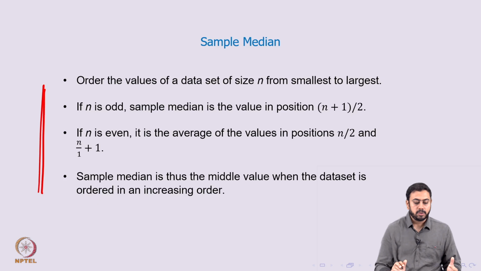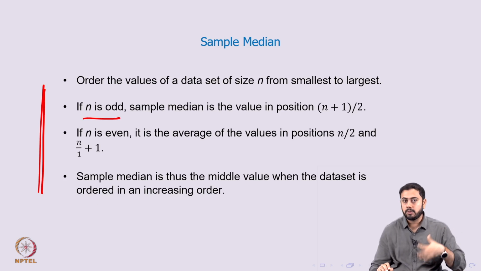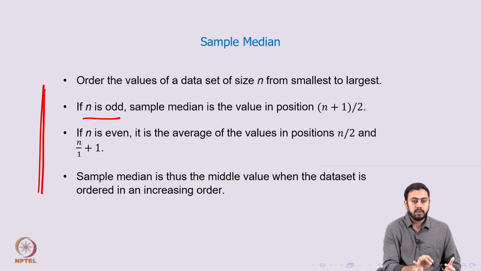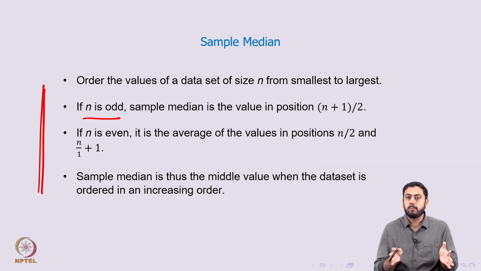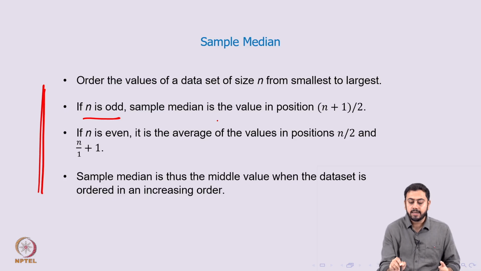Now, depending on whether n is odd or even, you have different formulas to find the median. If n is odd, you have a clear midpoint. Let us say n is 5. The third observation is the midpoint, once you sort the data. So, if n is odd, the sample median is the value at position n plus 1 by 2.